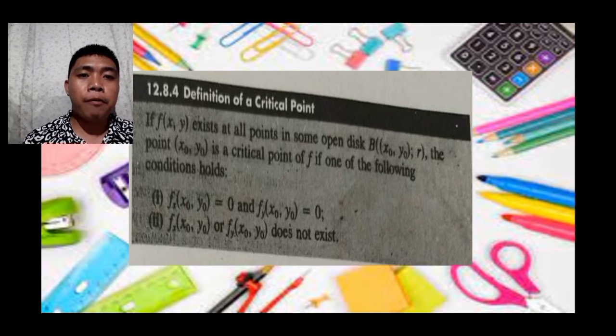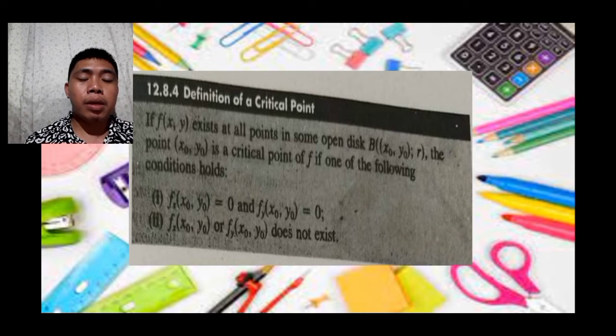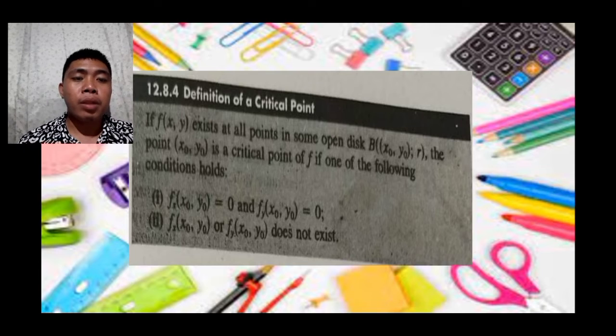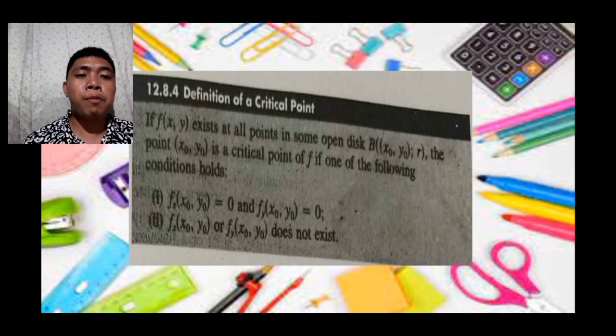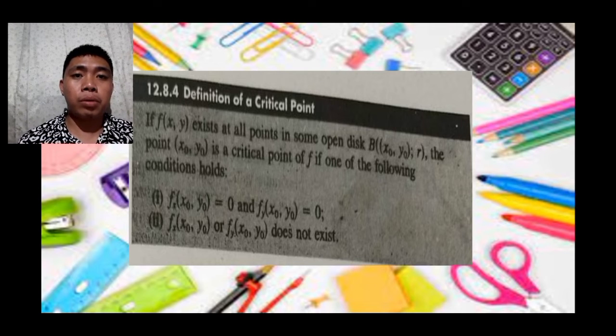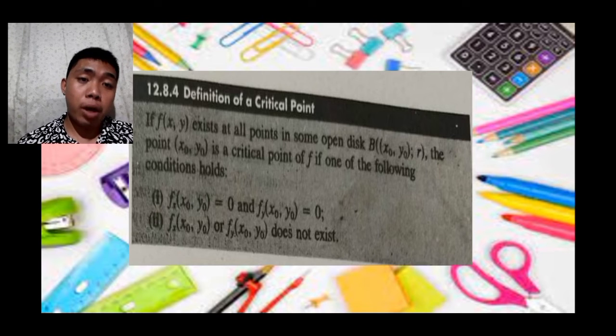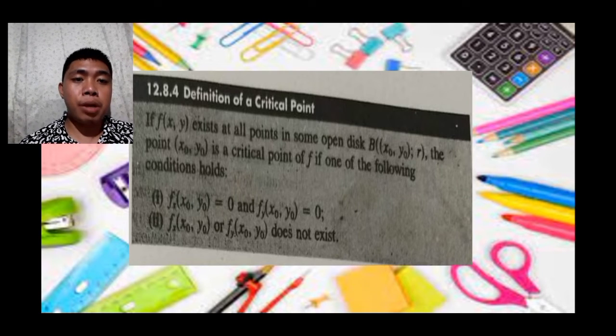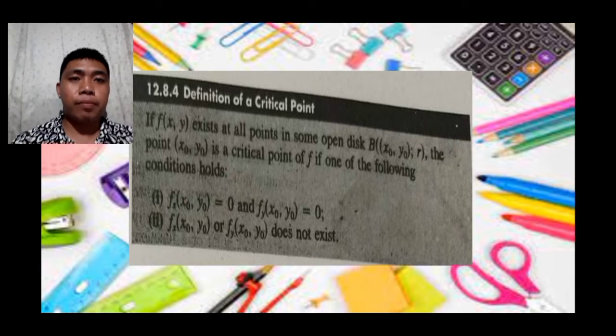First, f sub x of (x sub 0, y sub 0) is equal to 0 and f sub y of (x sub 0, y sub 0) is equal to 0. Next, f sub x of (x sub 0, y sub 0) or f sub y of (x sub 0, y sub 0) does not exist.